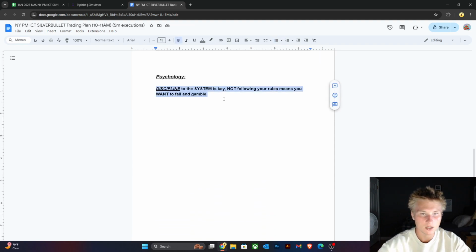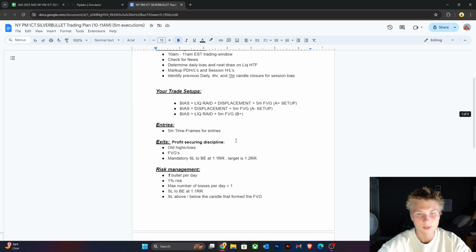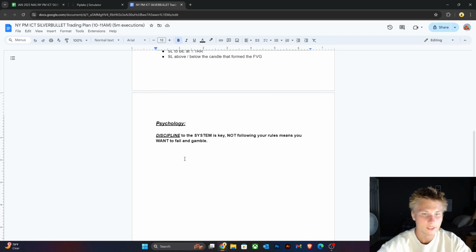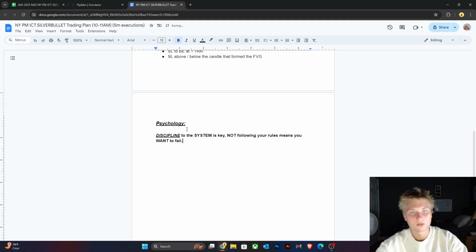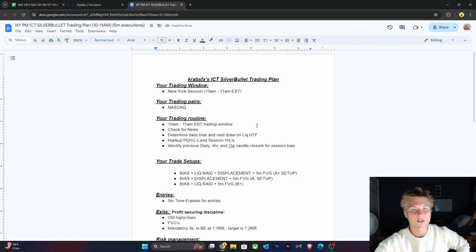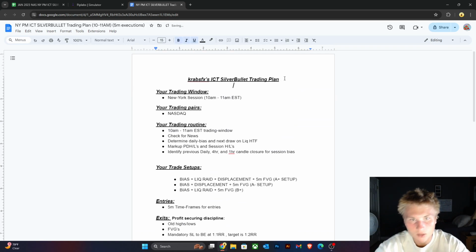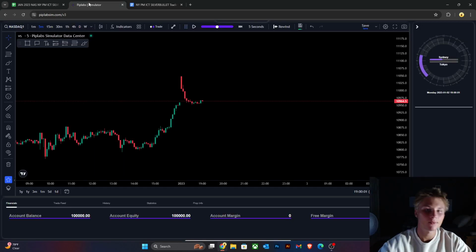But yeah, here's some psychology. Sticking to the system is key, and not following your rules means you want to fail. But yeah, this is pretty much the trading plan that we will be using for this backtesting.